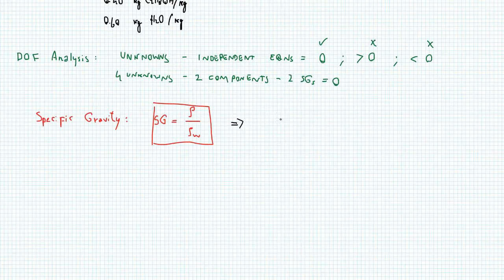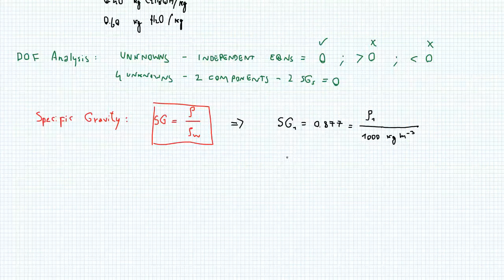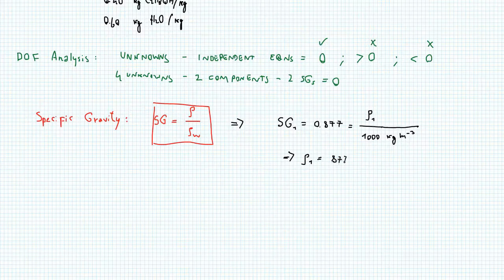So in our case, for the first input, we know that SG1 is 0.877, and it's rho 1 over rho of water, which is always 1,000 kilograms per meters cubed, which means that rho 1 is 0.877 times 1,000 kilograms per meters cubed, which is 877 kilograms per meters cubed.